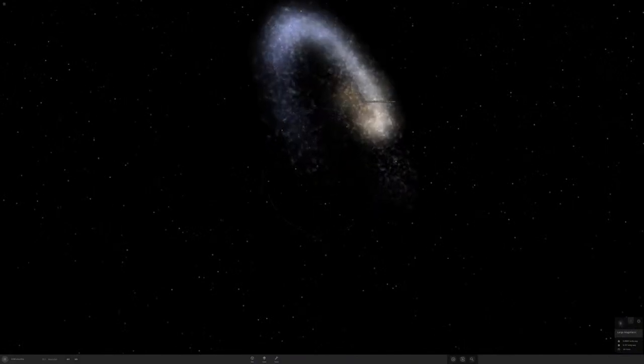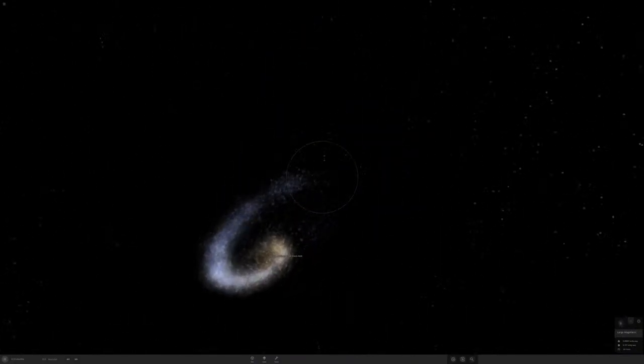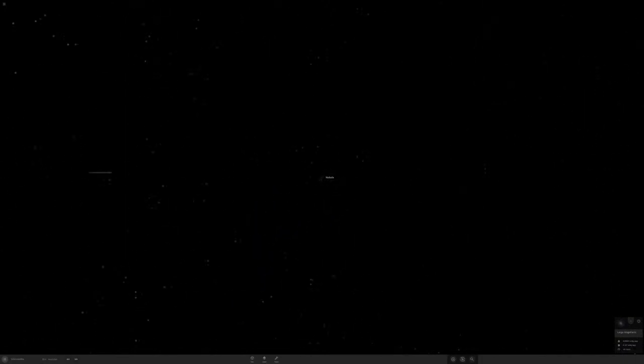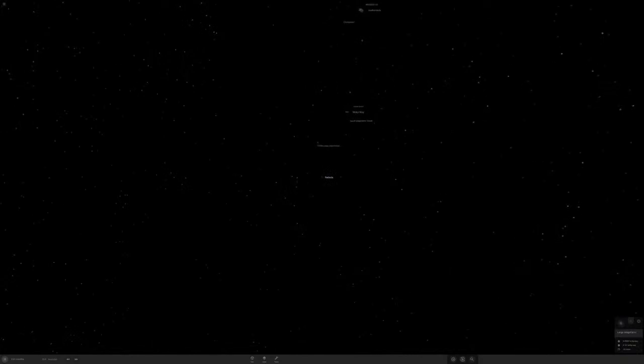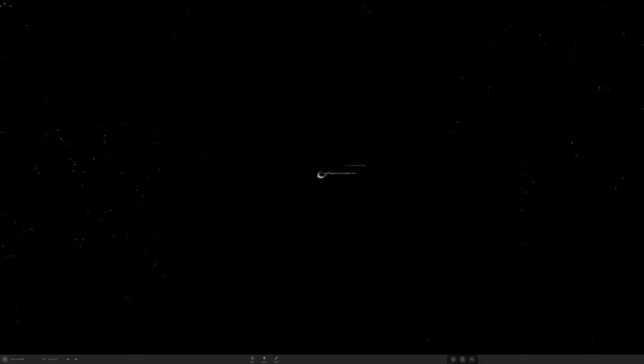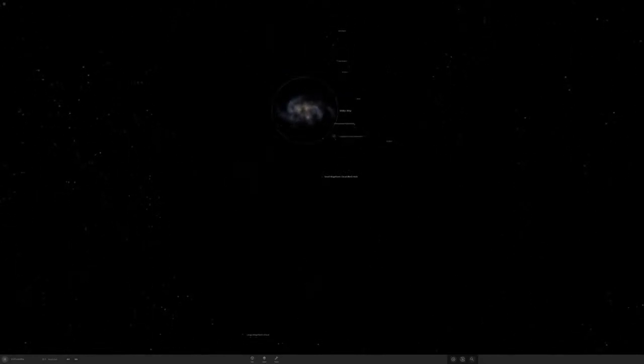We're in 3D space. This is a little bit awkward. There's the Small Magellanic Cloud. Had to back out far enough so I could see it. There's the small one. They just reuse the same graphic, but that's okay. And there's the Milky Way.